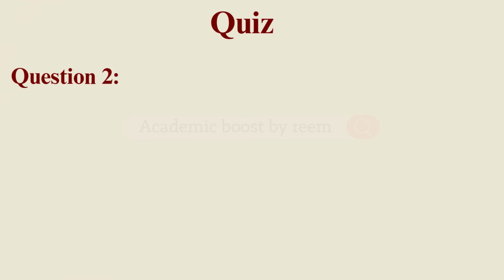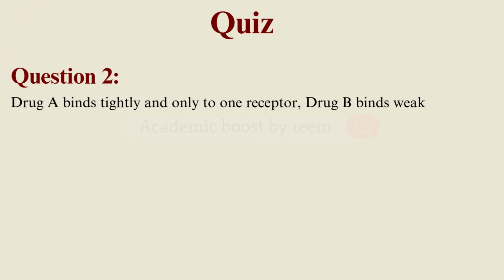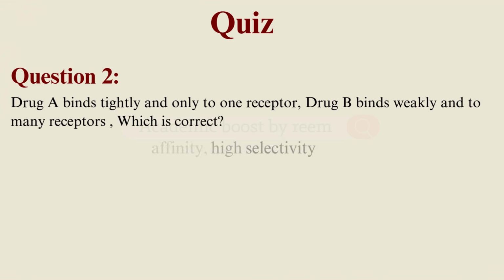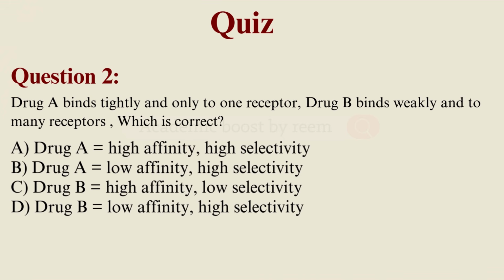Question number 2. Drug A binds tightly and only to one receptor. Drug B binds weakly and to many receptors. Which is correct? A, B, C, or D?